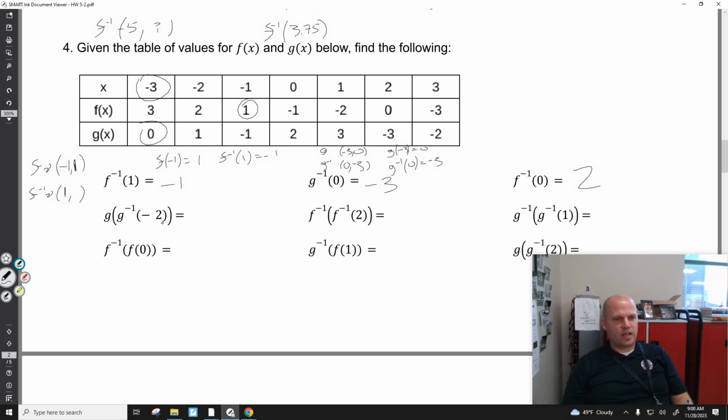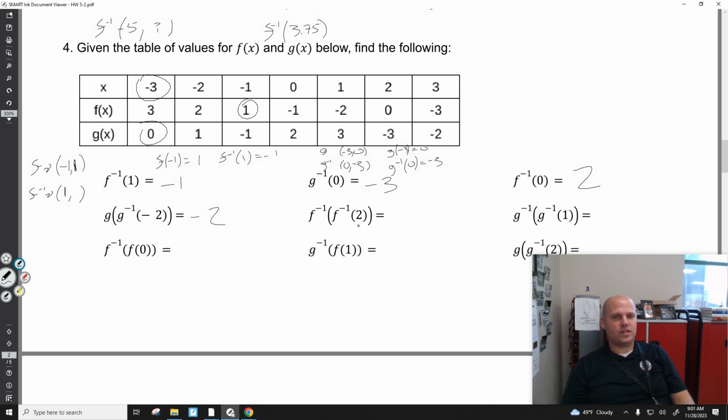G inverse of -2. Okay, so G of G inverse. You go through this work and it's kind of funny. G inverse of -2 will be 3. G of 3 will be -2. Oh, we undo each other. This is not going to be the case, though. This is not 2. F inverse of 2.